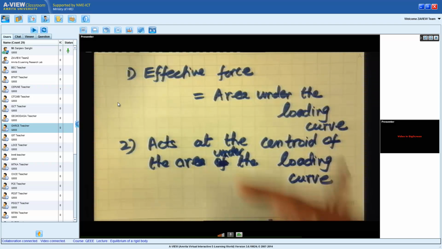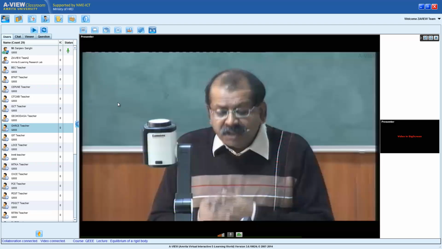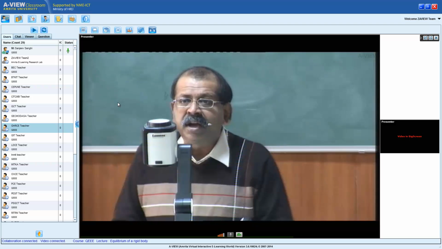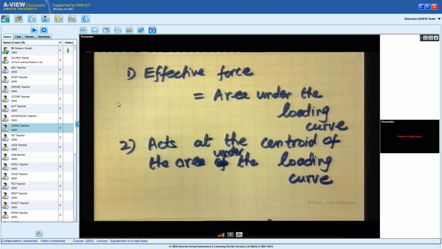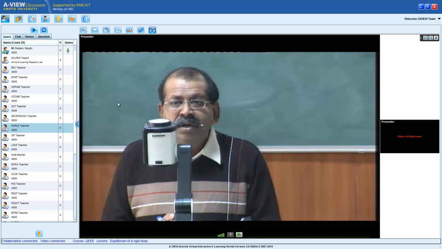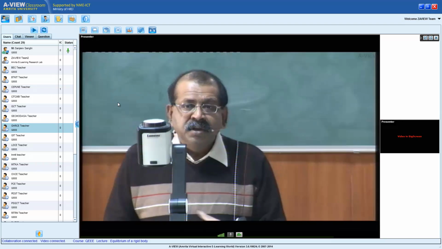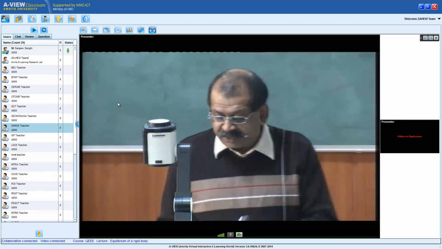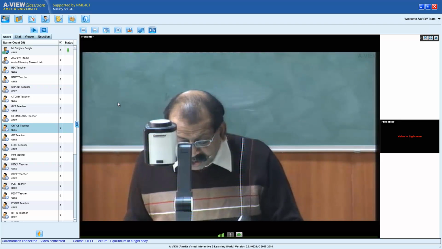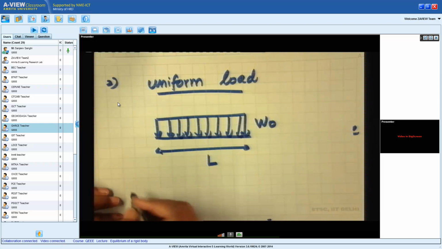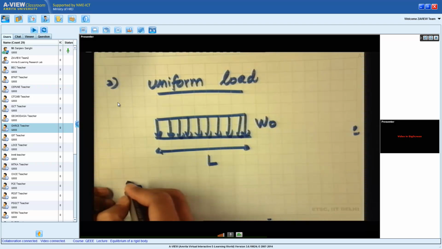Now these two things which I have written are useful if the loading is such that the areas can be found without integration and the centroids can be found without integration. But if the areas are complex, then we have to carry out the integration. And in the light of this, let us look at the example which I had started, that if we have a uniform load.